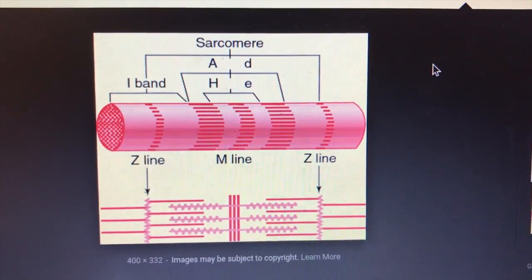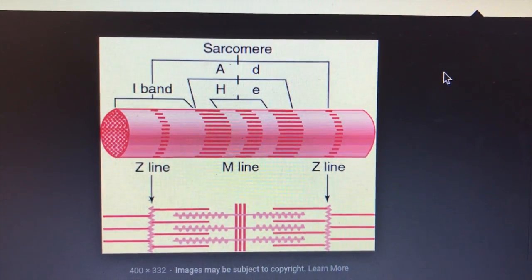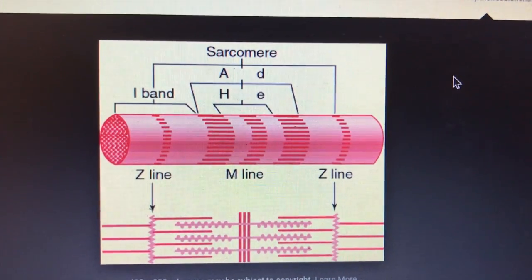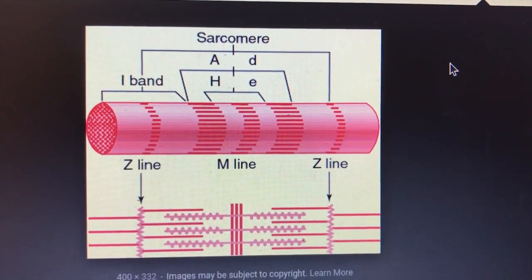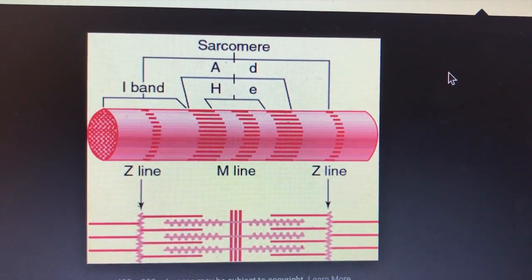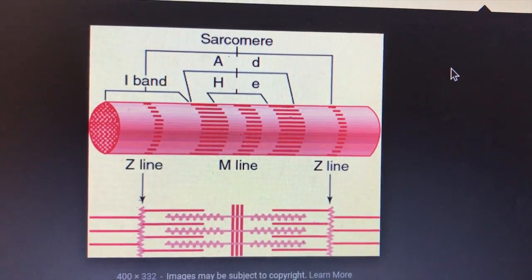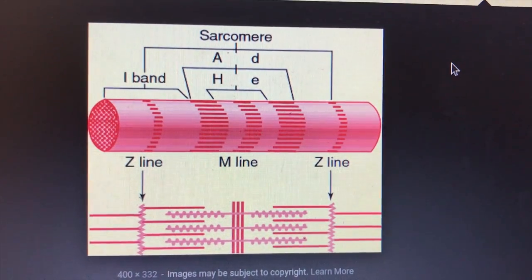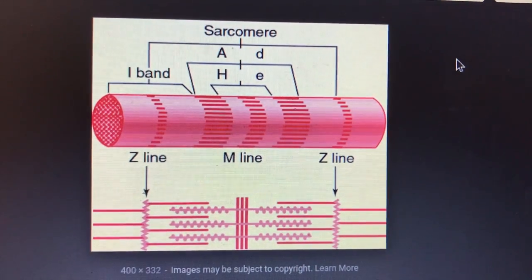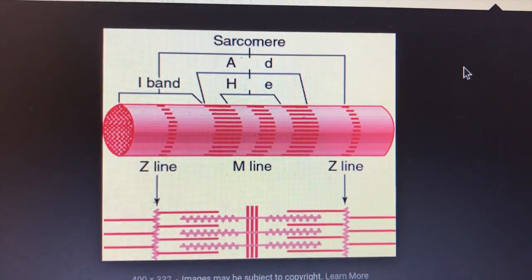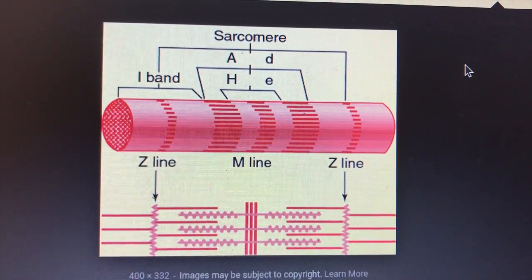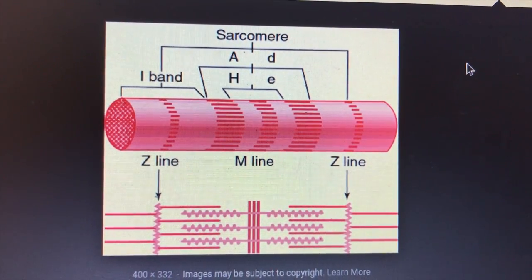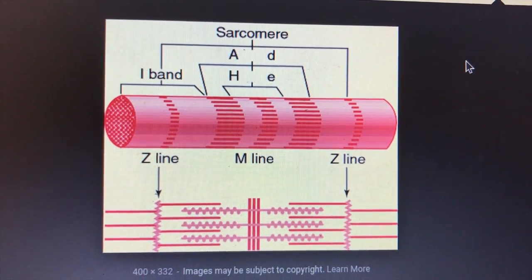Now, if you're a person who likes to remember tricks in mnemonic devices, we have one for you. So the A band is the dark band, and you can remember that because the second letter in dark is an A, so A to A band. It's the dark band with an A. And then for the I band, that is the light band, and the second letter in light is I, so the I's correlate to each other.